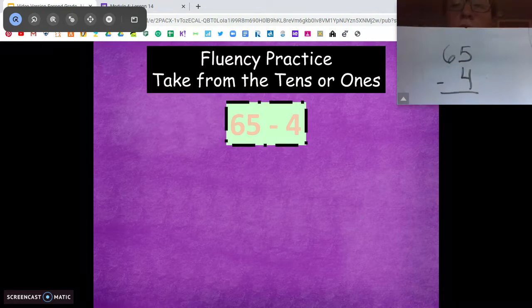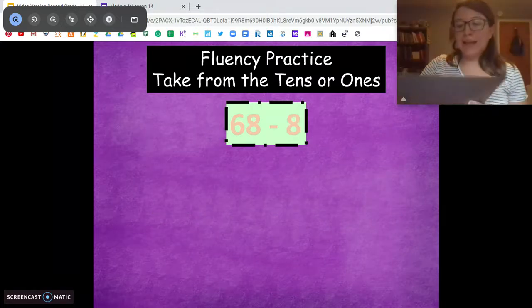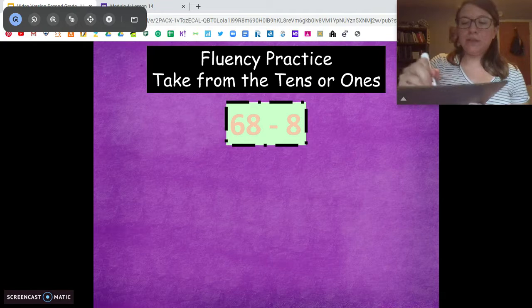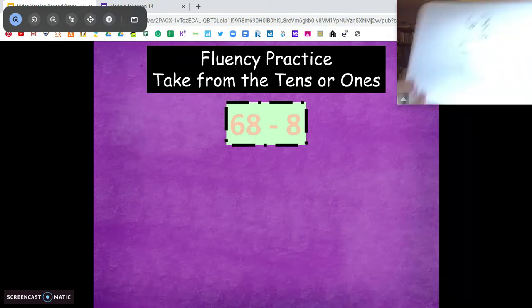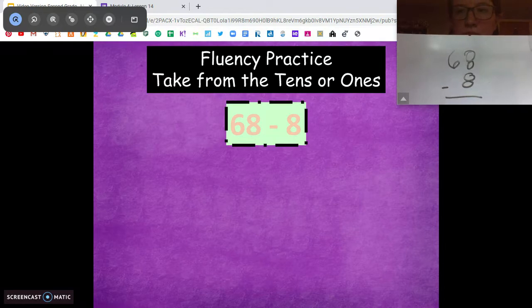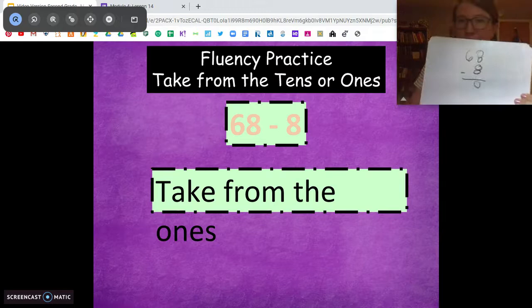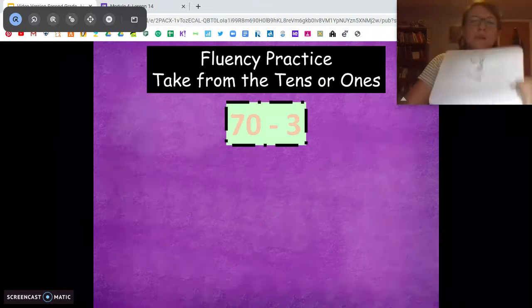65 minus 4. Can we take from the ones? Yes, we can. Awesome job. 68 minus 8. A little bit tricky, but you got this. Do we have to take from the tens for this one? We don't, right? Because 8 minus 8, we can just get 0 there. So we can take from the ones.